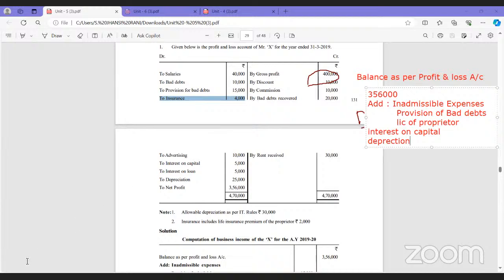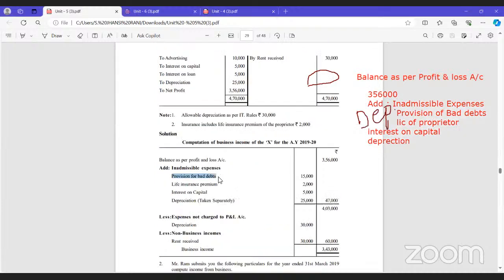You can just look at the same they have given here also. The same things: provision for bad debts 15,000, life insurance premium 2,000, interest on capital and depreciation. We'll add this to the total of the profit and loss account. Now depreciation is given in the adjustment also. This depreciation will be taken as less: expenses not charged to profit and loss account, 30,000.